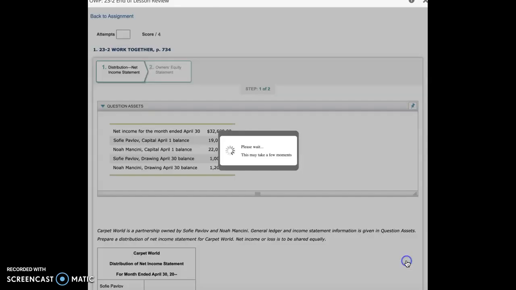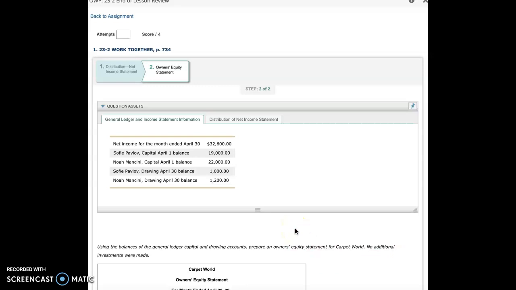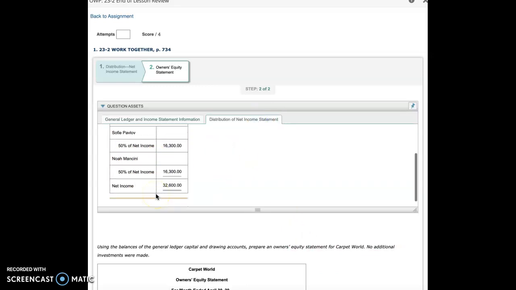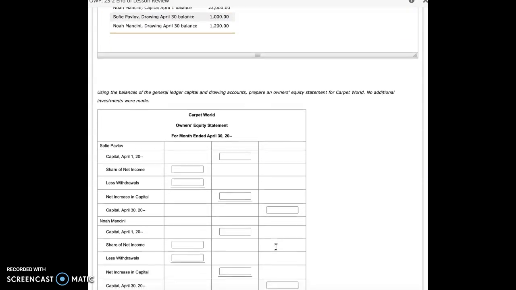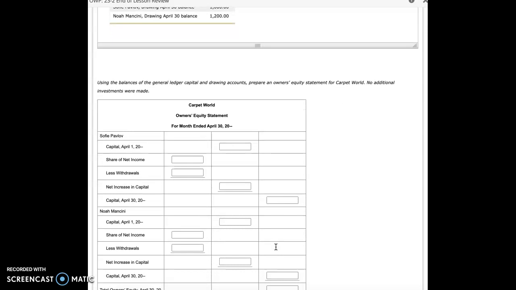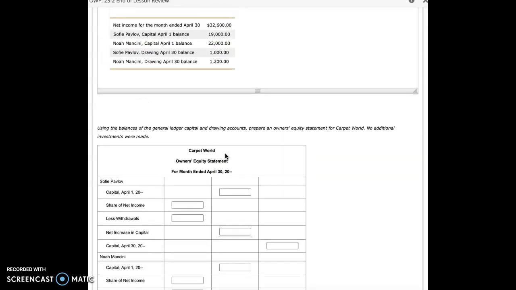Okay, then we'll go on to our second step. So we still have that same information, and we also have that net income statement that we just prepared. So now what we have to do is use the balances from the information above to create our owner's equity statement. So some of this is just bringing down a lot of these numbers.